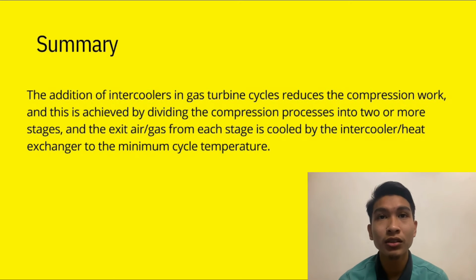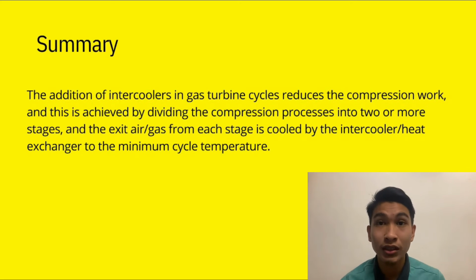For the summary of intercooling gas turbine cycle, the addition of an intercooler in a gas turbine cycle reduces the compression work. This is achieved by dividing the compression process into 2 or more stages, and the exit air or gas from each stage is cooled by the intercooler heat exchanger to the minimum cycle temperature.